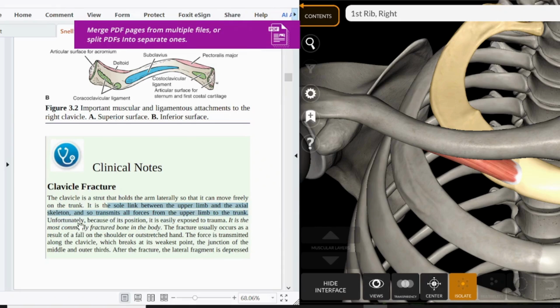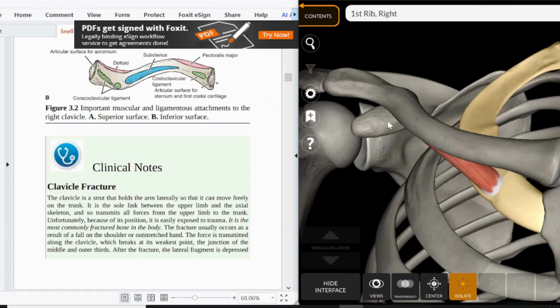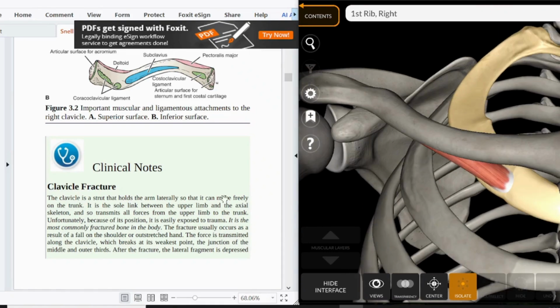Unfortunately, because of its position, it is easily exposed to trauma. As it is present on the anterior side, injuries that occur anteriorly may injure it, and fractures of the clavicle may occur. It is the most commonly fractured bone in the body. It is very important to remember that this is the most commonly fractured bone.